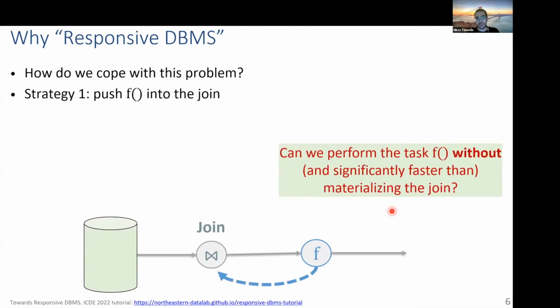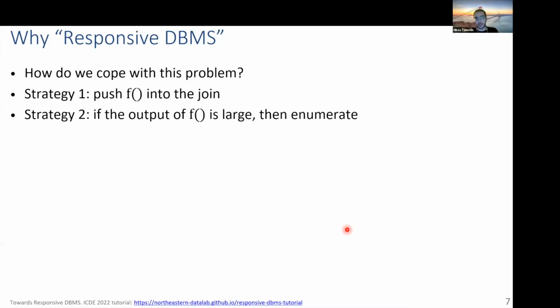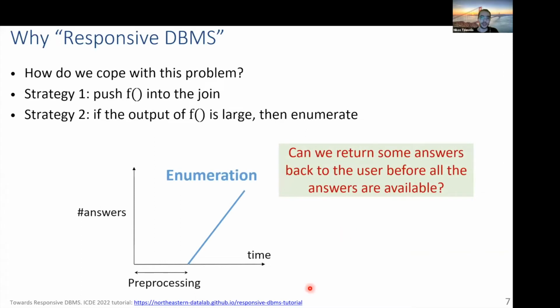One way to cope with this problem is to push f into the join, if we think of f as an operator. So basically, here we're trying to perform f without first materializing the complete output of the join. A second strategy, which is very relevant if the output of f is also very large, is to enumerate. So even if the output is very big, after some pre-processing time, we can start returning something back to the user very early, followed by the other answers, ideally in quick succession, even though all the answers are not available yet.